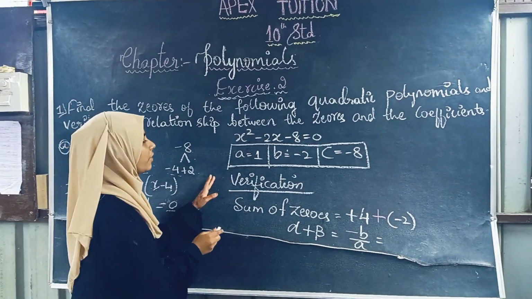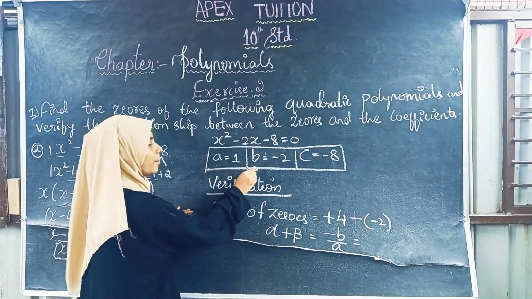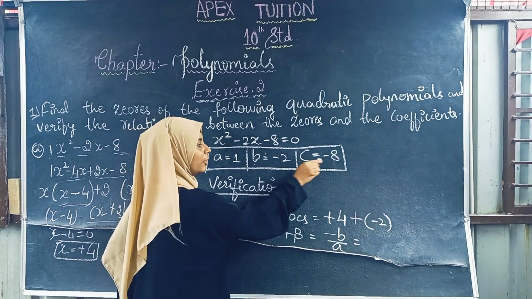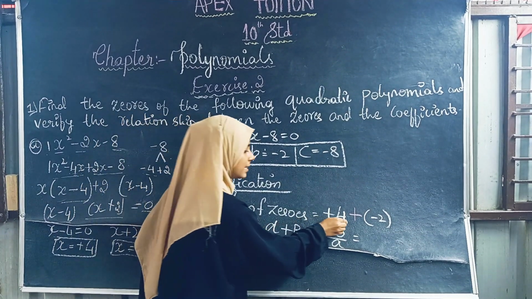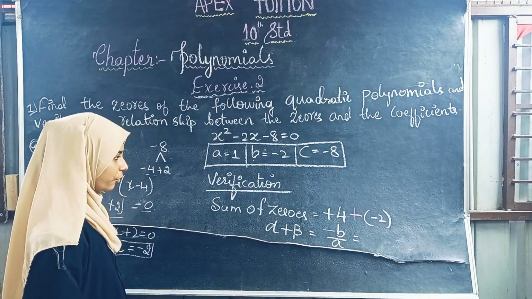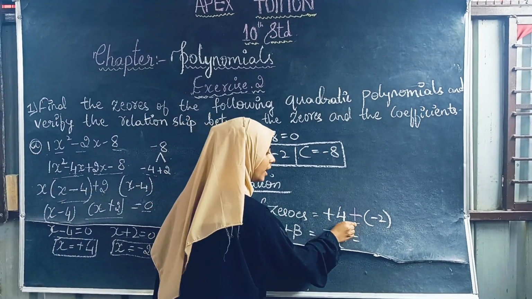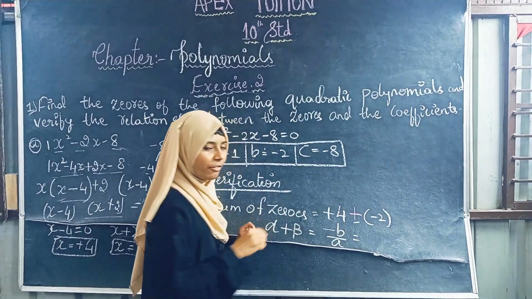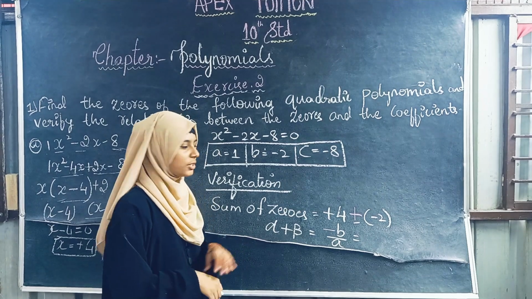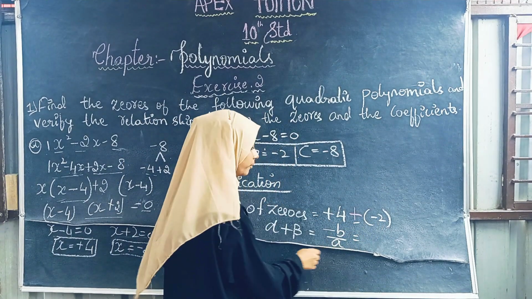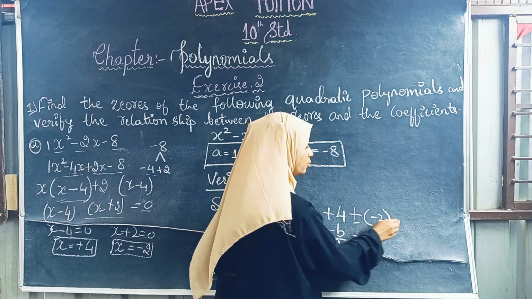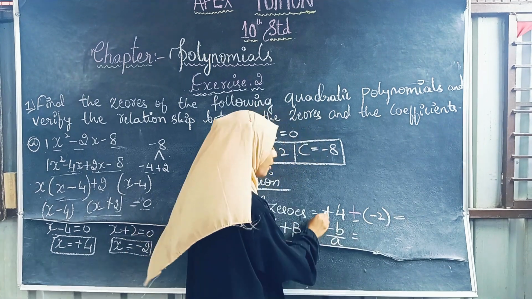This is known as alpha and this is known as beta. As per the question, a value is 1, b value is minus 2 and c value is minus 8. We have to verify the sum of zeros. Alpha is 4 and we have taken plus because we are finding the sum of zeros. That's why we have taken the plus sign here, and beta is minus 2, that's why we have taken minus 2.